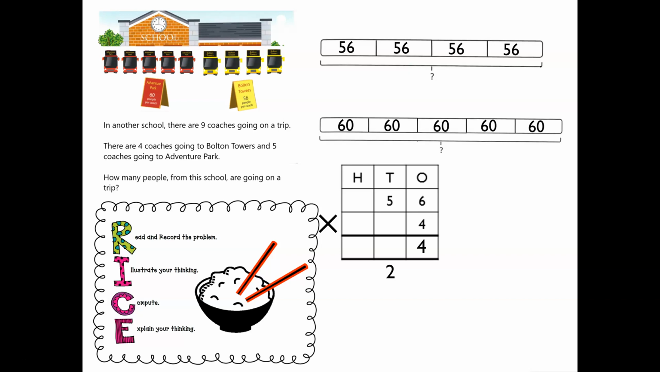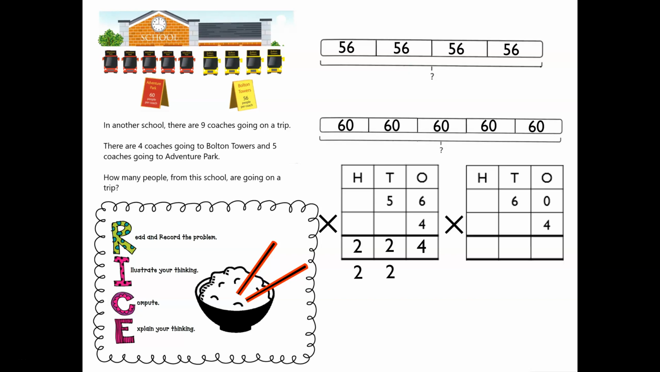Now 4 times 5 is 20, but we need to remember to add on the 2 exchanged already. So we've got 22. We're finished multiplying, so we pop our 2 in the answer place. Here's the next one. 60 times 4.